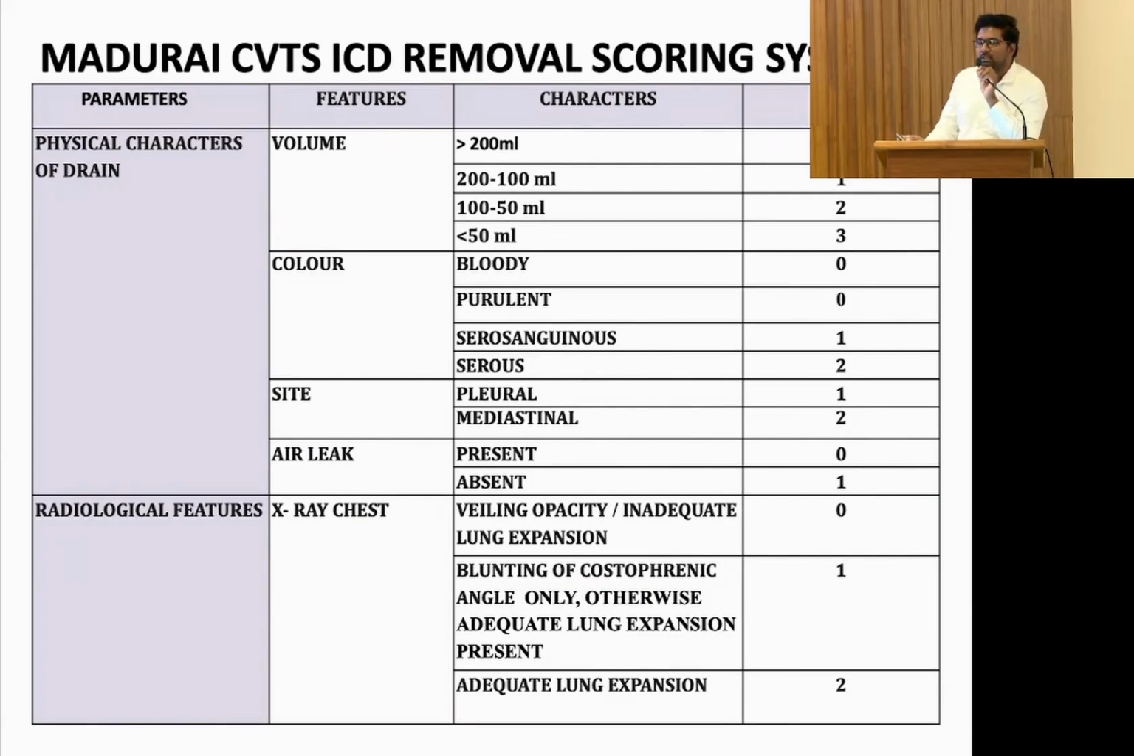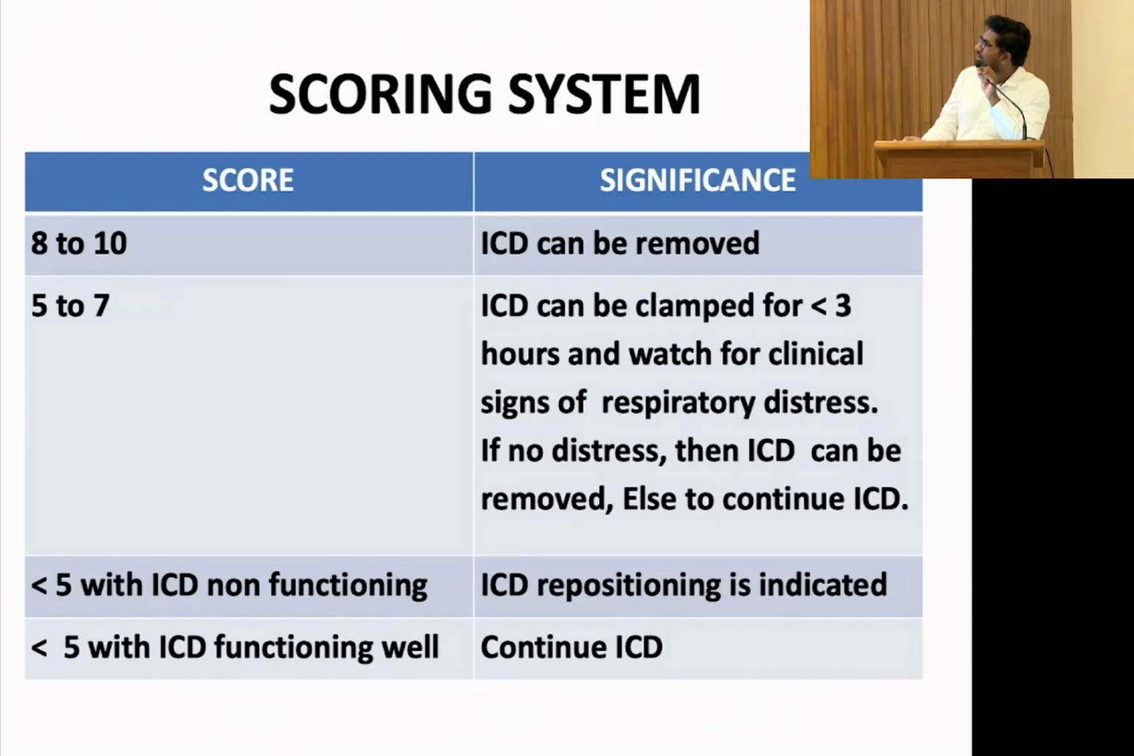If the patient has a serous drainage, it will be 2. So 3 plus 2 is 5. And the site of ICD, if it is mediastinal, it will be 2. So it will be 7. If air leak is absent, the score is given as 1. Likewise, when the score is high, the ICD tube can be removed here.